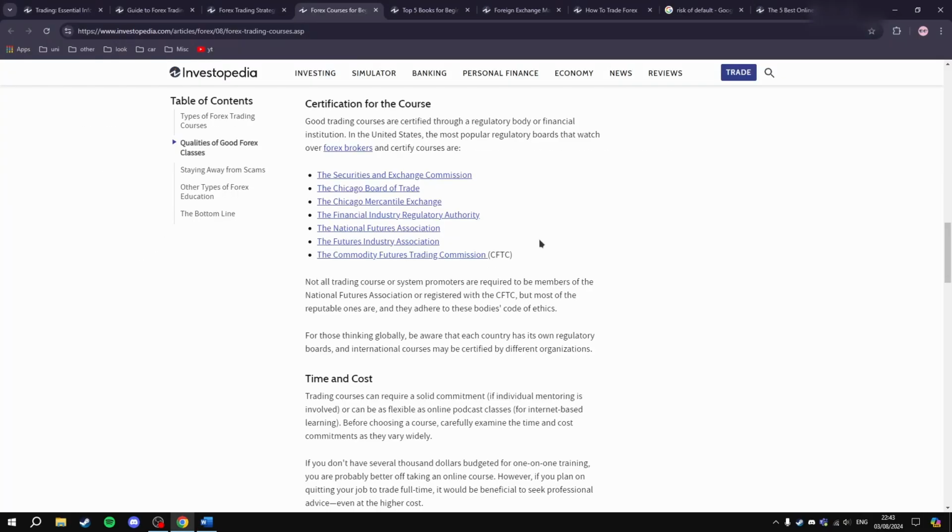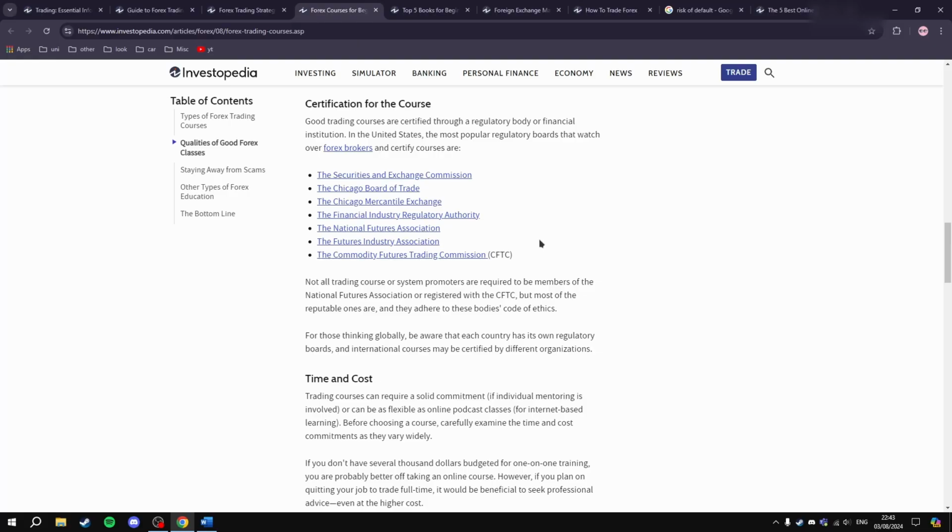In the US, the most popular regulatory boards that watch over Forex brokers and certify courses are the Securities and Exchange Commission, the Chicago Board of Trade, the Chicago Mercantile Exchange, the Financial Industry Regulatory Authority, the National Futures Association, the Futures Industry Association, and the Commodities Futures Trading Commission.